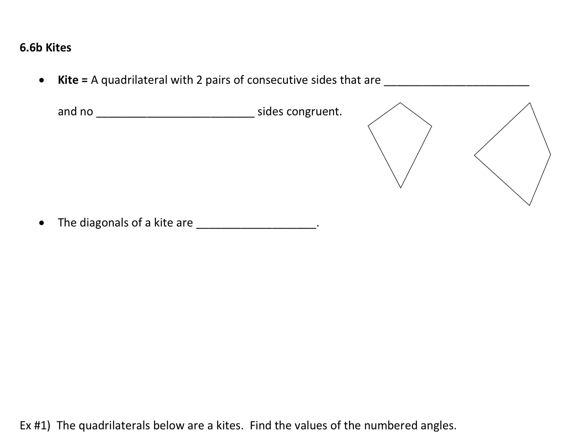A kite is a quadrilateral. What's a quadrilateral? A four-sided figure. So a kite is a four-sided figure with two pairs of consecutive sides. What's consecutive? Next to each other. Consecutive sides that are congruent.